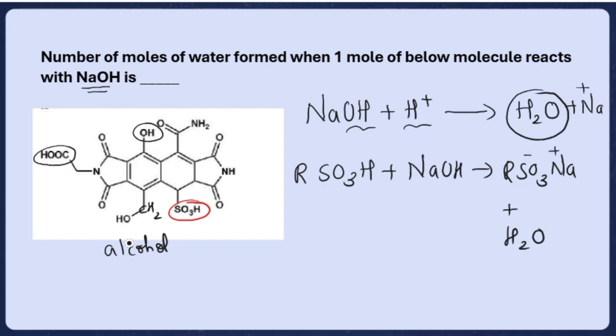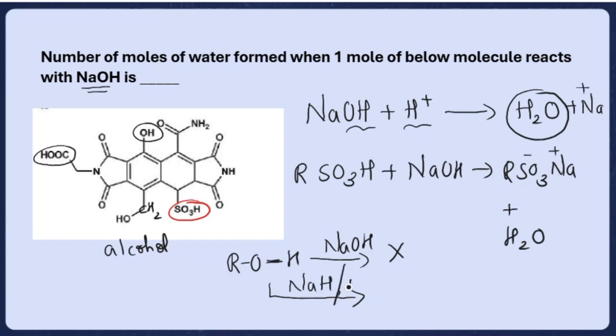Since it is an alcohol, alcohols do not react with sodium hydroxide because they are not acidic enough. That means this bond is not as weak as compared to the sulfonic acid or carboxylic acid. Therefore, it will not react with the NaOH. No water is formed here. Although it can react with stronger bases like sodium hydride or sodium. So these are considered stronger bases. Only then will it react.